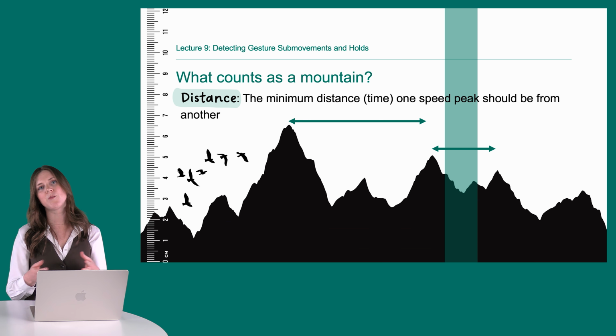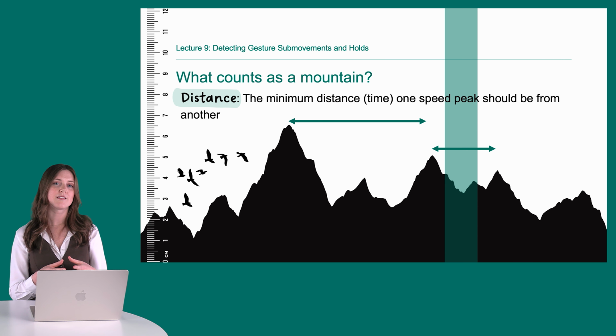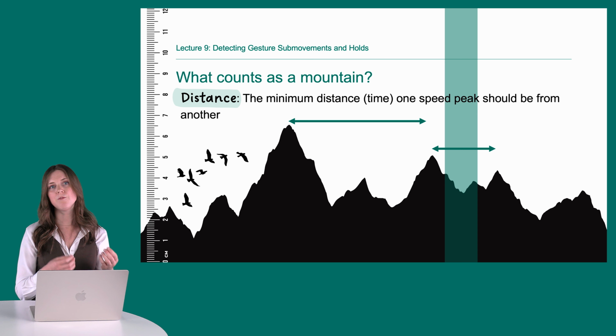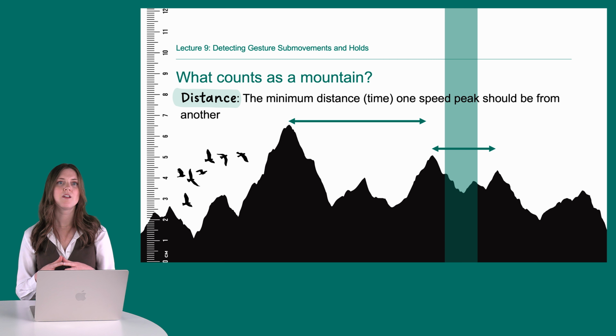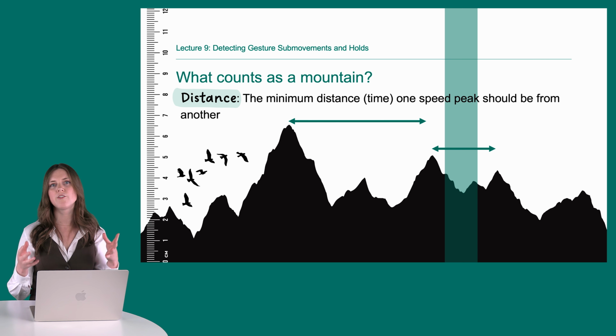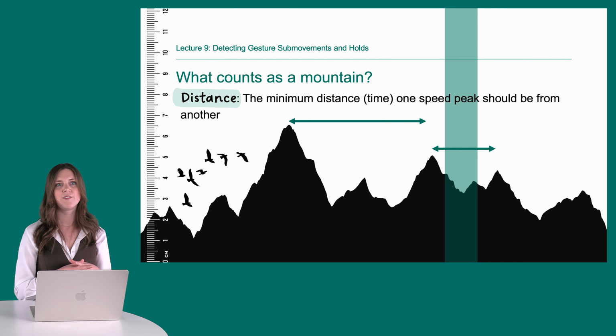The last parameter we'll define is distance. This refers to the minimum distance one speed peak should be from another. In our case, distance refers to time, so how close in time two submovement speed peaks can be to each other. For example, we could say that speed peaks must be at least 200 milliseconds from each other.